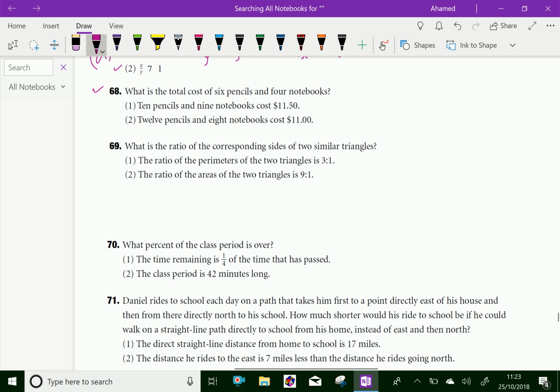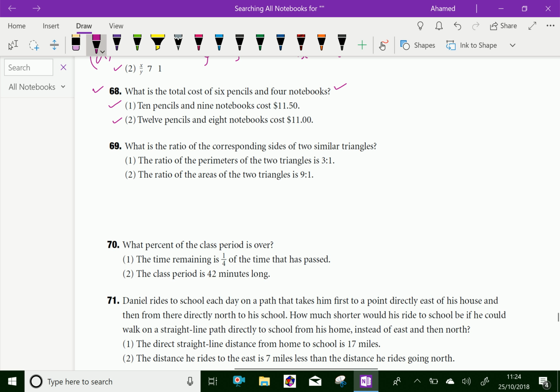Question number 68. What is the total cost of 6 pencils and 4 notebooks? Here the first statement is given: 10 pencils and 9 notebooks cost $11.50. In this statement we cannot find the total cost of 6 pencils and 4 notebooks directly. Second statement, look, 12 pencils and 8 notebooks cost $11.